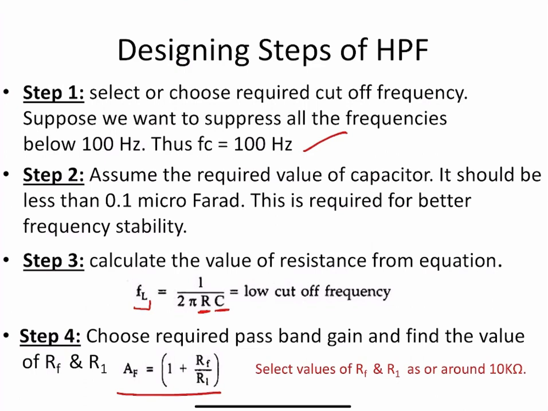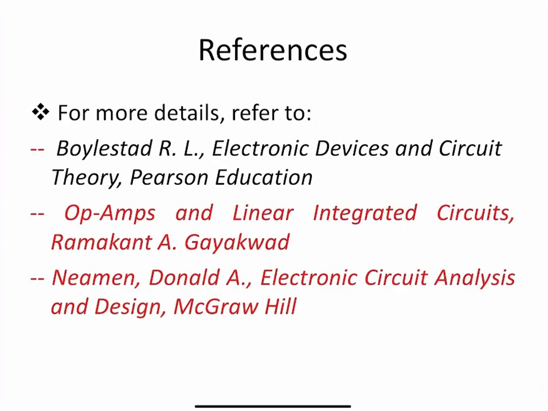Now important point is select the value of RF and R1 as or around 10 kilo ohm for the designing of high pass filter. For designing you can follow these steps. These are the references. Even for more detail you can refer these books.